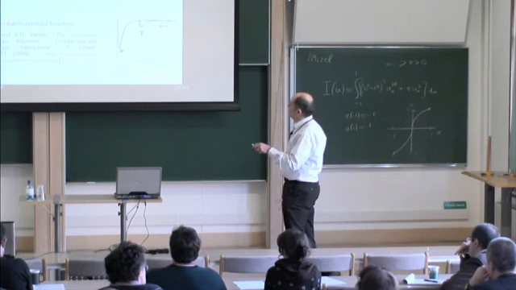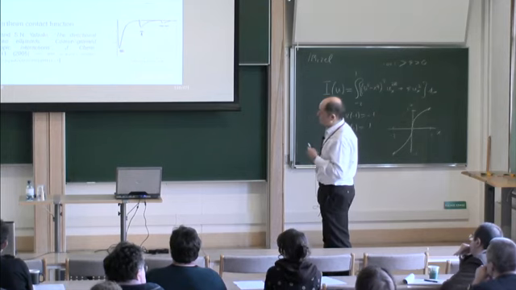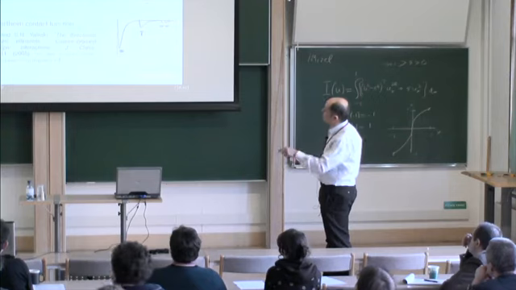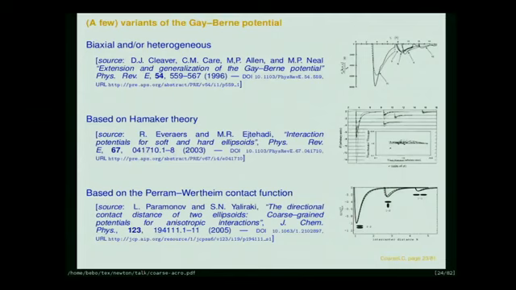In this one, Everaers and Ejtehadi tried to generalize the Gay-Berne potential using an approach based on the Hamaker theory for colloidal particles. And in this one, Yaliraki and Paramonov did something similar, trying to use instead the contact function developed by Perram and Wertheim in the 70s.